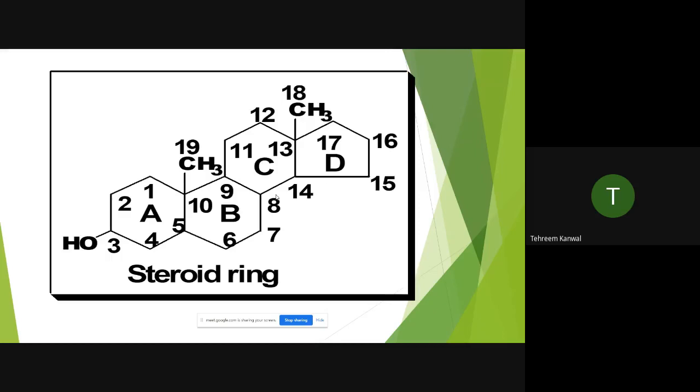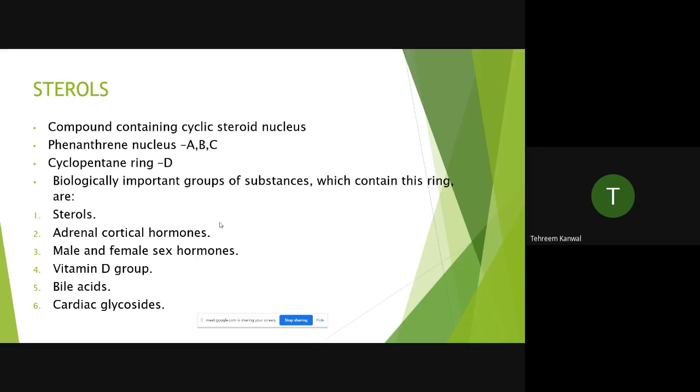The important part of this structure is that, if you recall from your previous lecture, all the hormones, or all the messages carried in our body, need to be transferred within the cell by a second messenger system. But these sterol ring compounds do not need any second messenger system, and they can pass through the cell membrane and act directly on the nucleus.